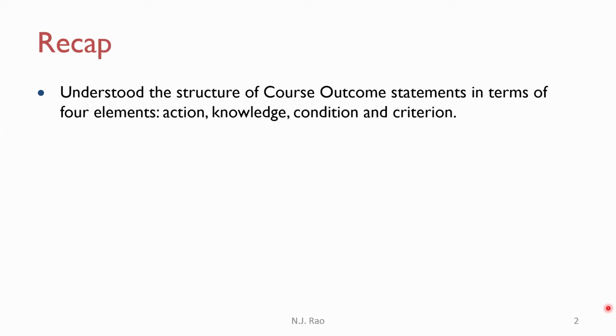This is related to our earlier activity of writing outcomes. Earlier we looked at the structure of the course outcome statements. The course outcome statement has 4 elements: action, knowledge, condition and criteria. We looked at all these elements and how you incorporate these elements into a course outcome.